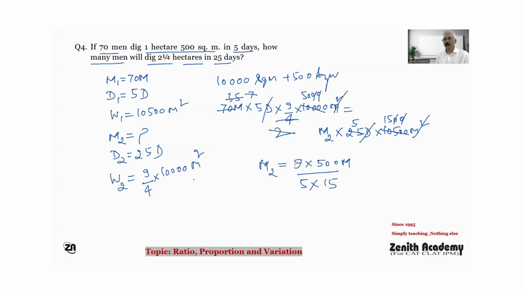So now 3 3s are 9, 3 5s are 15, 500 by 5, 20, 23s are 69, answer 69. It's a very simple question based on M1, D1, W2, M2, D2, W1. Okay, a simple question just for making you friendly with the formula M1, D1, W2 is equal to M2, D2, W1.